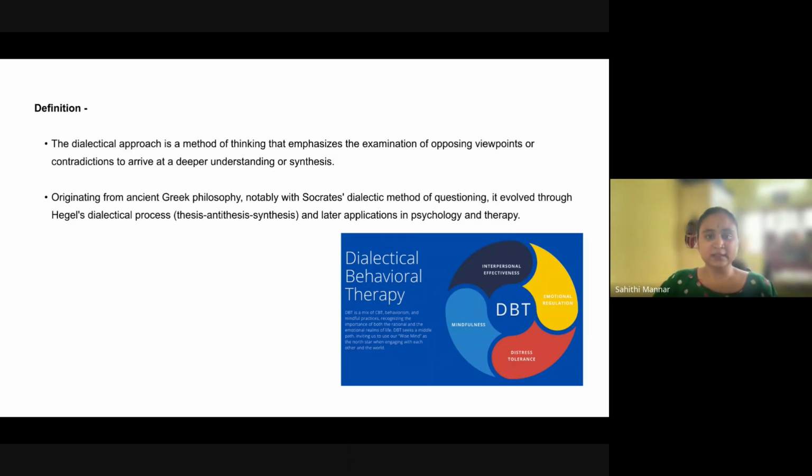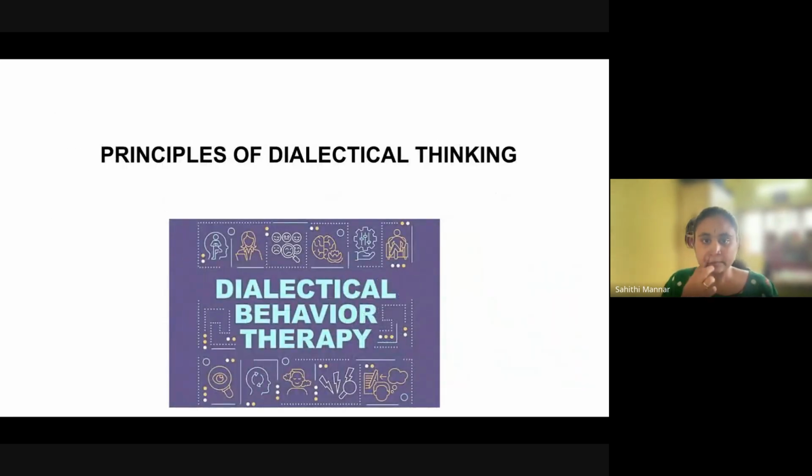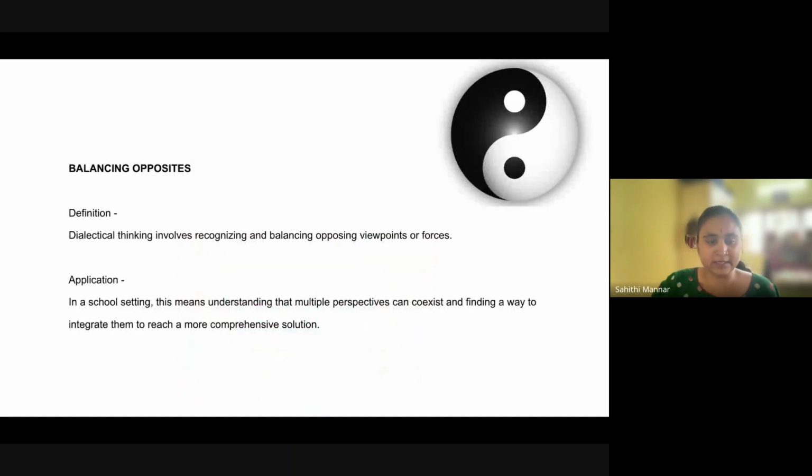Stop handwriting. Okay. This is very brief about what DBT is and how we use it from an educational point of view. Coming to the main principles of DBT, we have different principles, starting with balancing opposites. This is the very first principle of DBT. As the name states, it's balancing opposites. What it involves is recognizing that opposite viewpoints or opposite focus can both hold validity.